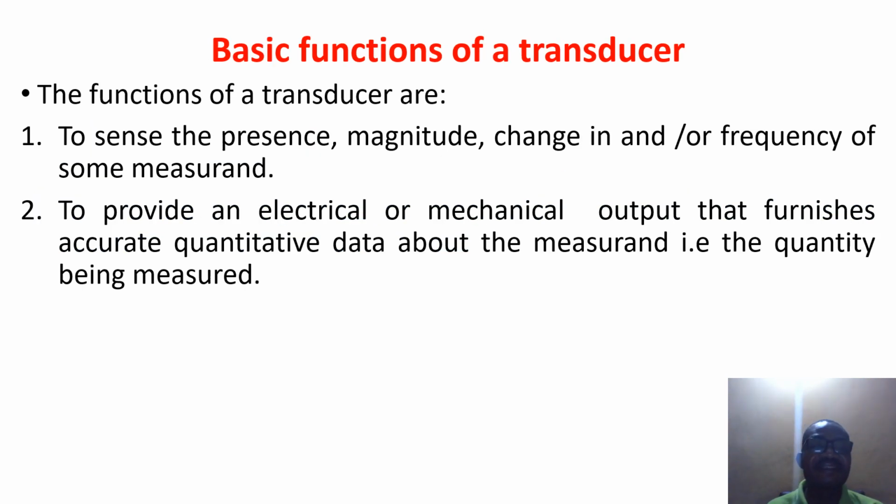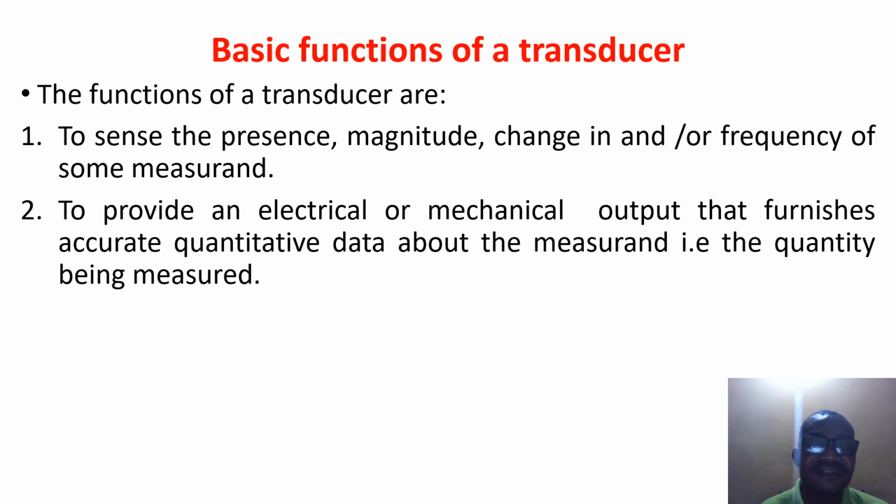The basic functions of a transducer are: the first is to sense the presence, magnitude, or change of some measurand. So a transducer senses the presence of a measurand. The measurand in this case is the physical quantity that is to be measured. The physical quantity that you want to measure is referred to as the measurand. So the transducer detects that physical quantity, it senses it.